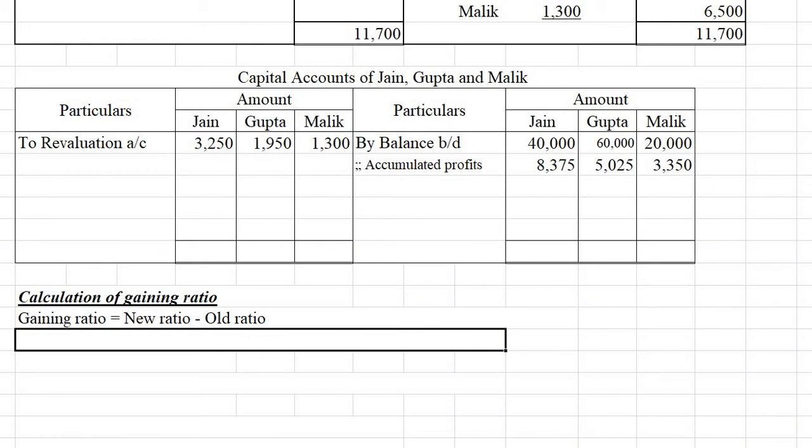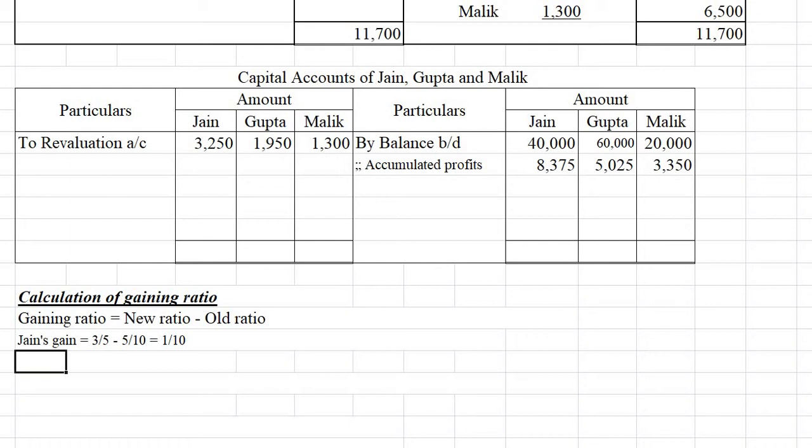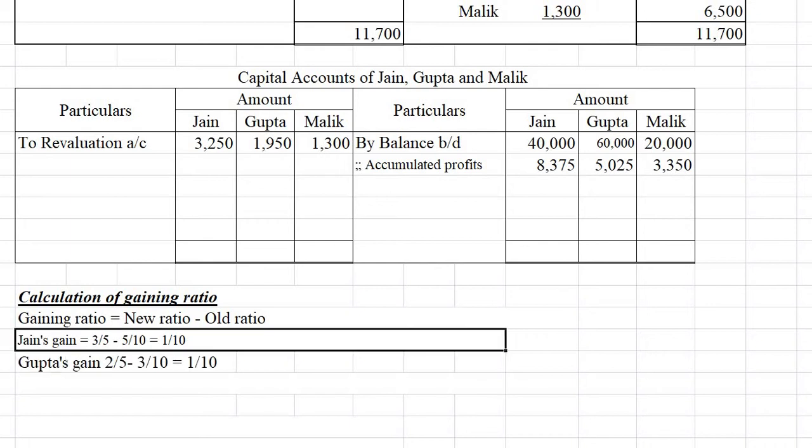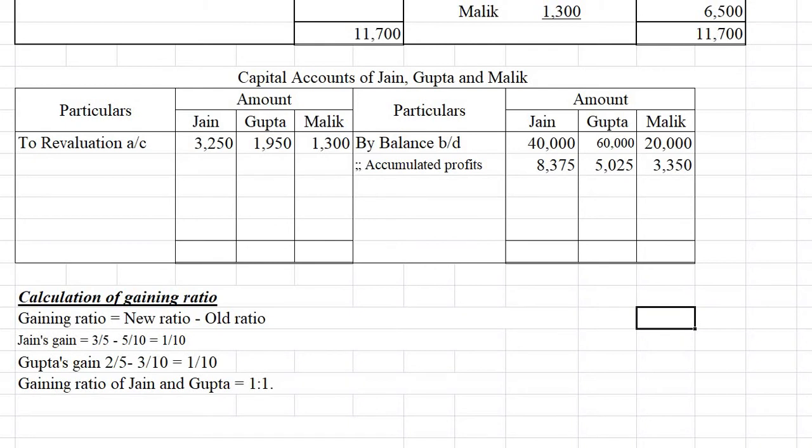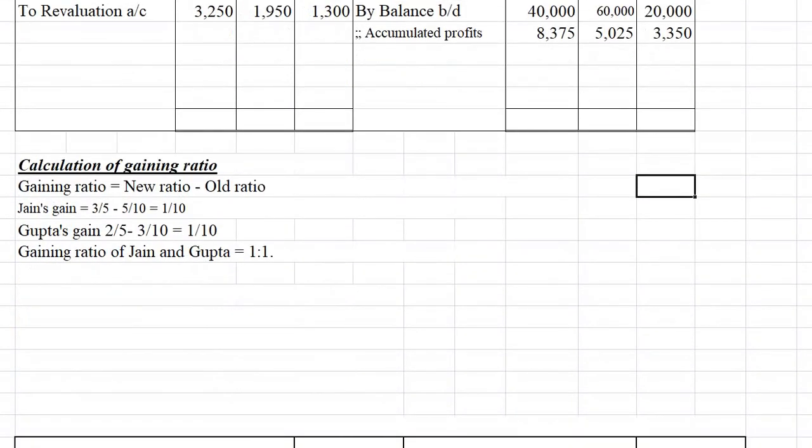Then Jain's gaining ratio we can calculate. His new ratio is 3/5 and old ratio is 5/10. So Jain's gaining share is 3/5 minus 5/10, which is equal to 1/10. So like that for Gupta, 2/5 minus 3/10 is equal to 1/10. So what is the gaining ratio? Yes, gaining ratio is 1:1. Okay. Gaining ratio is calculated. Now let us calculate goodwill.